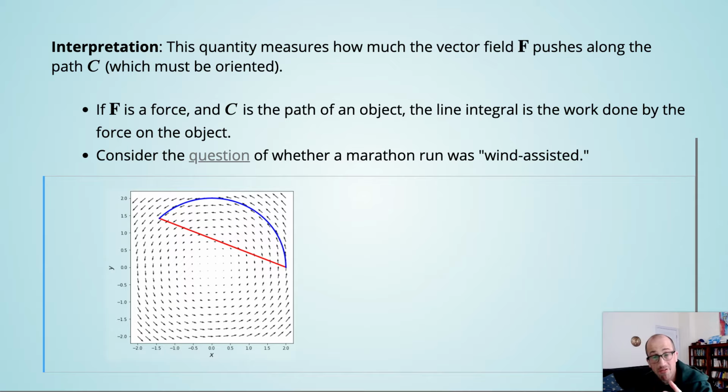It's a dot product, F dotted with the direction of your line. And of course, the bigger the magnitude of F, the bigger number you're going to get.